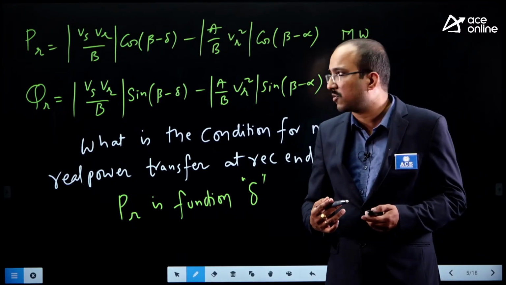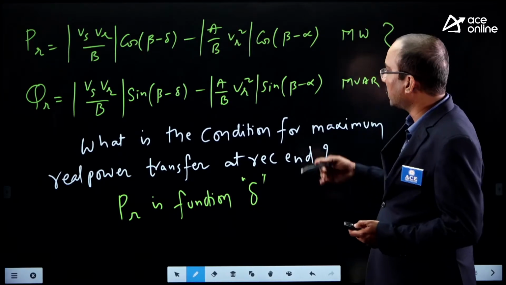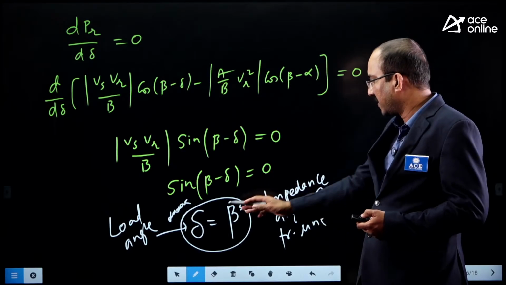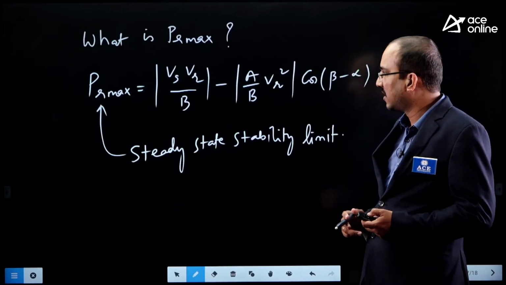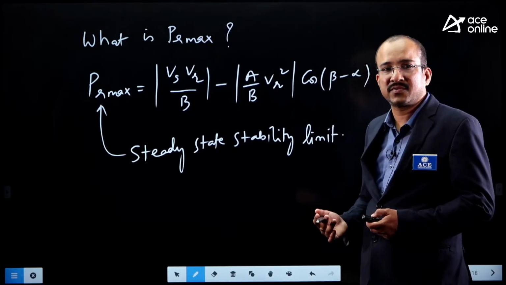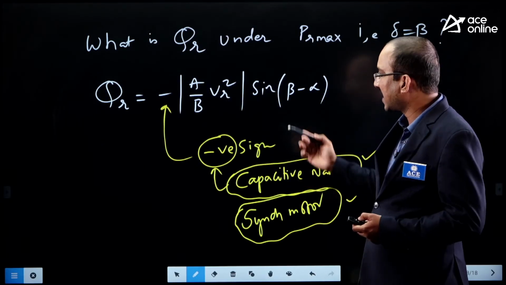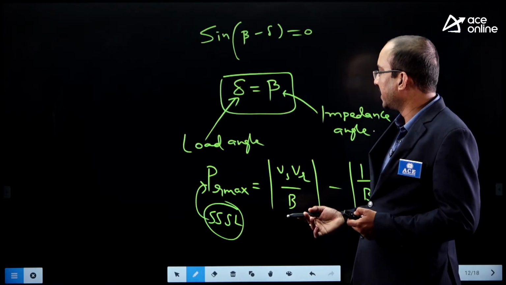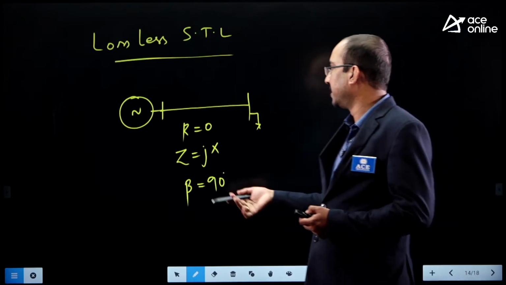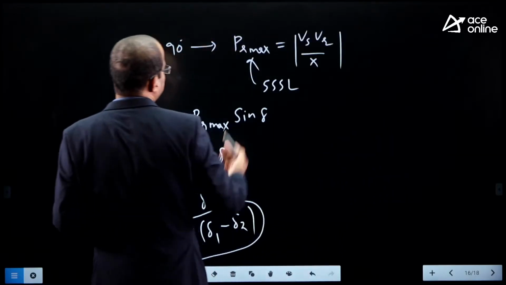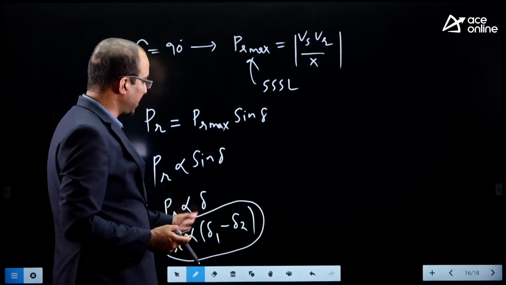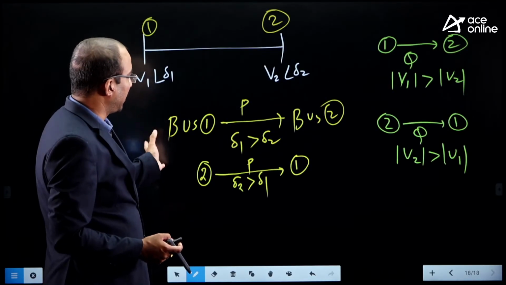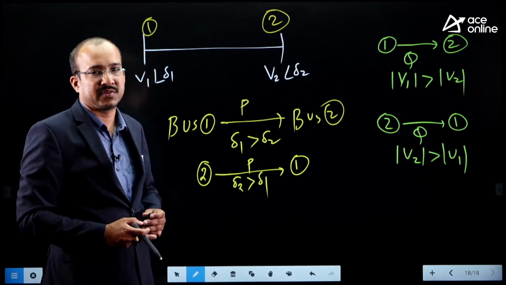So with this I will conclude my session. You just have an idea about these power transfer equations: when the maximum power transfer is taking place, when the load angle is the same as the impedance angle, what is the maximum power transfer condition, what is the sign of reactive power under that condition, and what is the operating angle range. When it is a lossless line, when the maximum power transfer takes place, real power transfer depends on what, reactive power transfer depends on what. These types of questions can be asked in the PSUs.